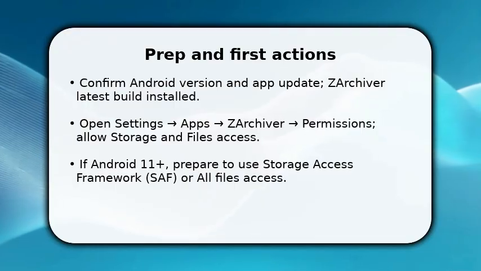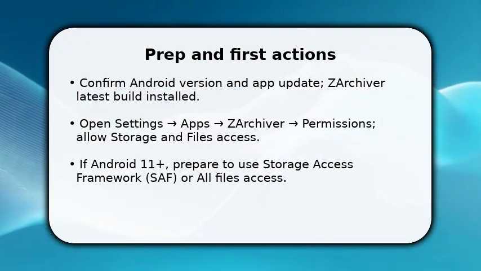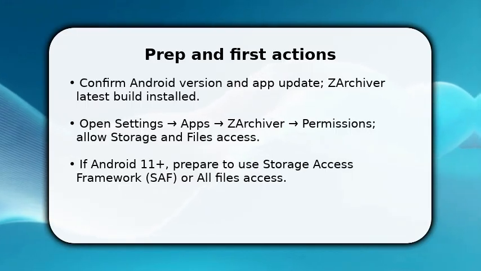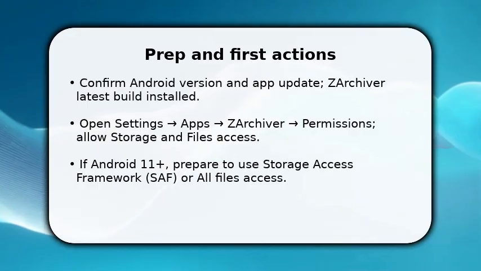You start by confirming the basics fast. Check Android version and update ZArchiver. Next, go into Settings > Apps > ZArchiver > Permissions, and enable Storage and Files Access so the app can request SAF.